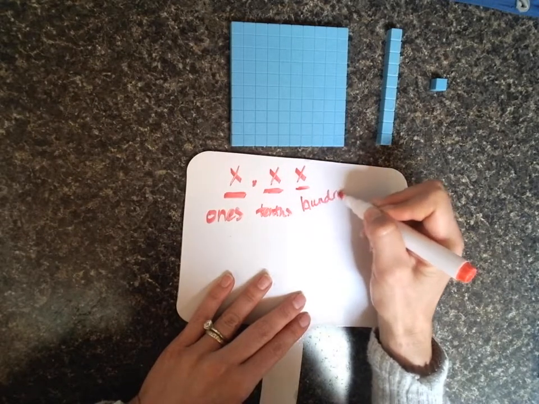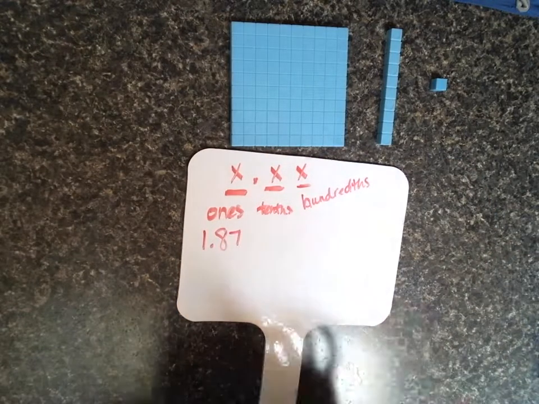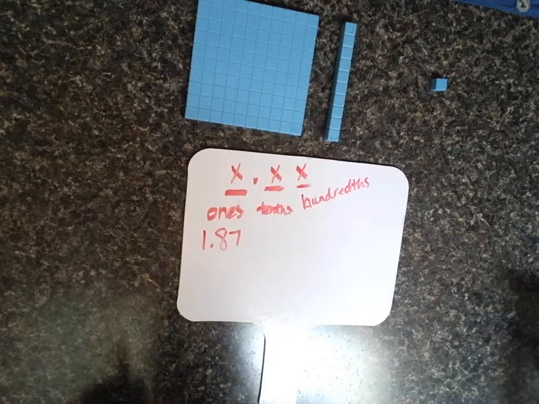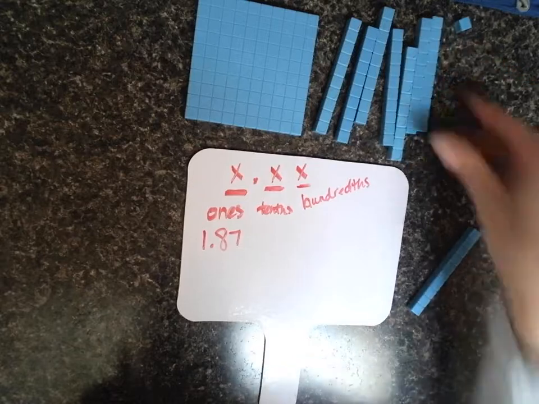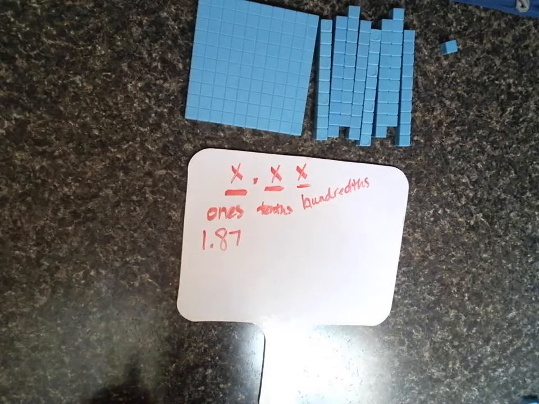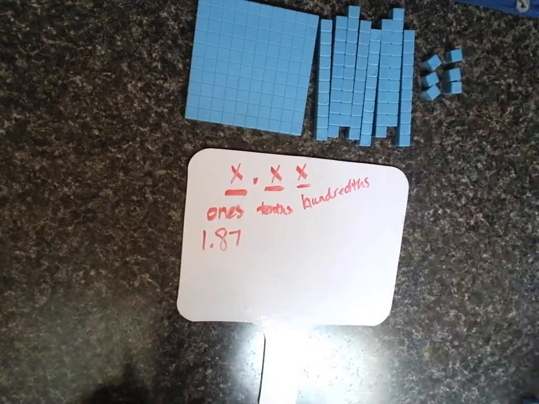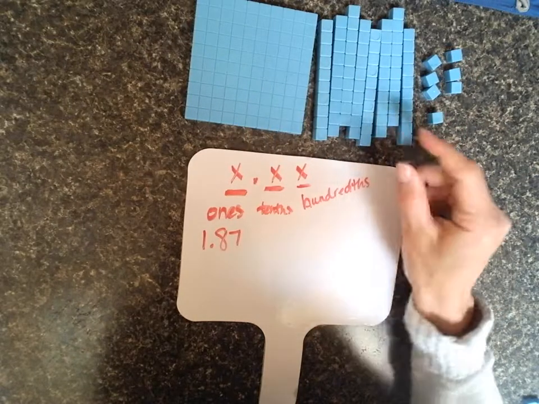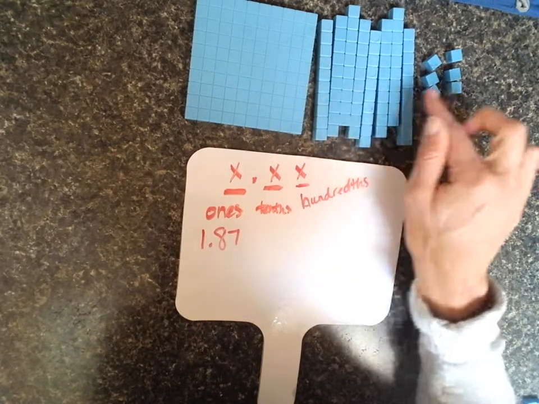Hundredths, excuse me. All right, so for example, if I had 1 and 87 hundredths, how that would look is I've got my flat, then how many rods would I need? 8, you got it. Got my 8 rods here, and then how many cubes would I need? 7, you're exactly right. So that's 1 and 87 hundredths represented in my base 10 blocks as a decimal.